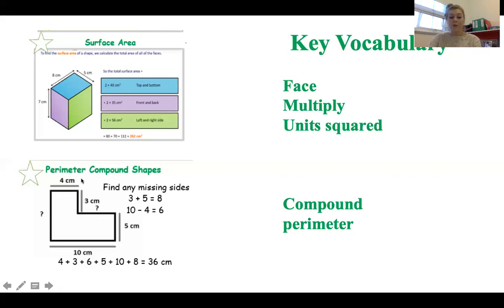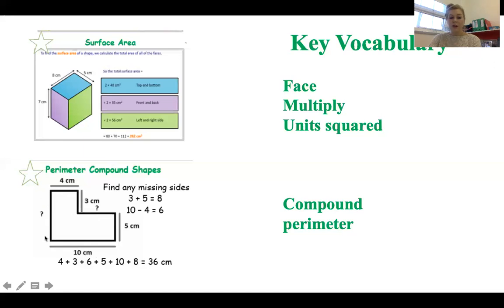To do that, we would look at any lengths that we already have in the question, and we would be subtracting to find out those missing lengths. So here, for example, this whole length is 10. If I go to the top, this little length is 4, meaning that this part here must be 6. That's the bit that's left over.